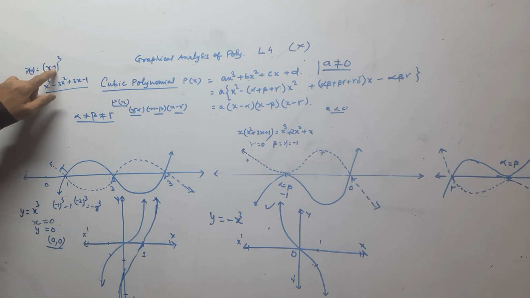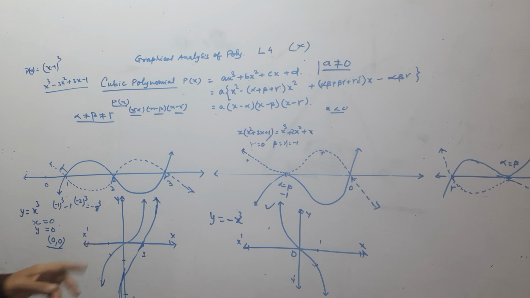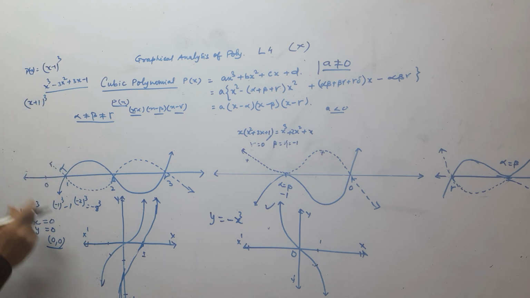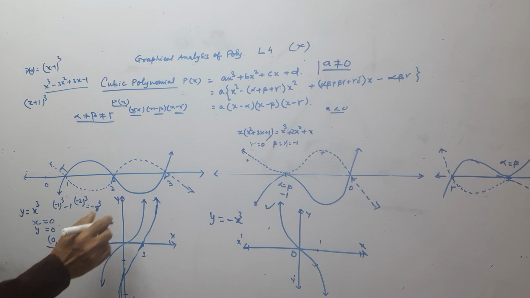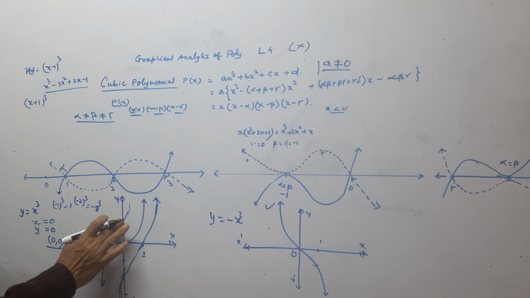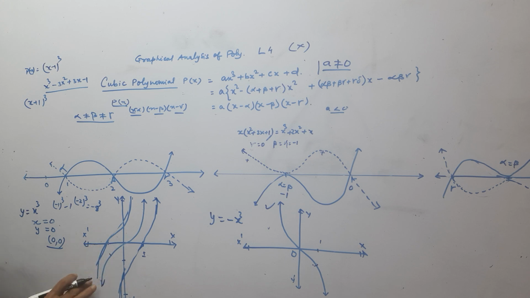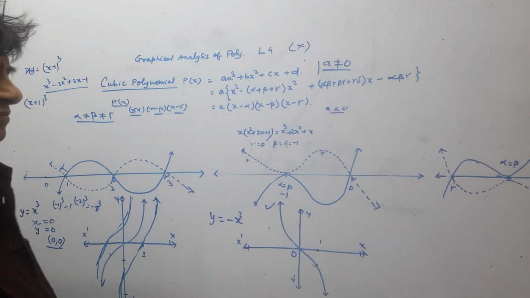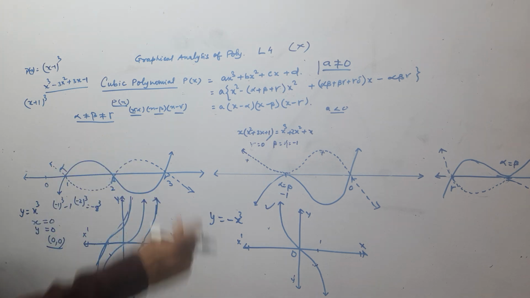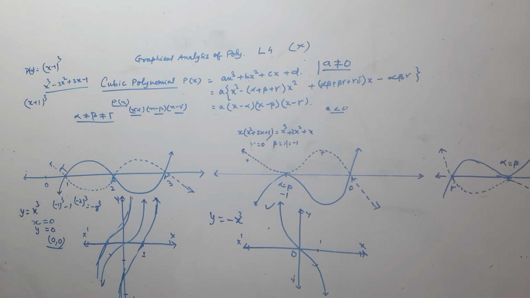Okay, if this is -1, then it is shifted this way. Suppose I select x plus 1 whole cube, then x is equal to -1, then here will be 0 and this will be shifted like this way. See, so many possibilities are there. Here also it will be the same. Okay, so this is the graphical explanation of the cubic polynomial. Thank you.